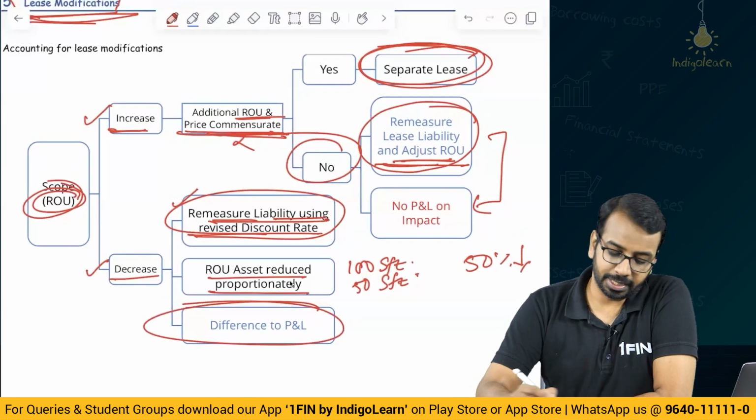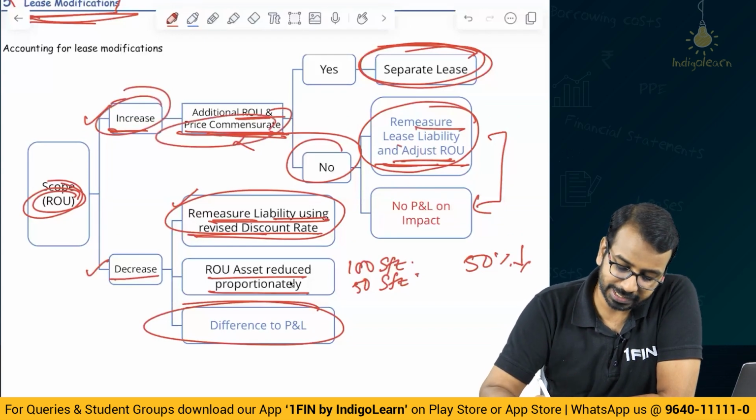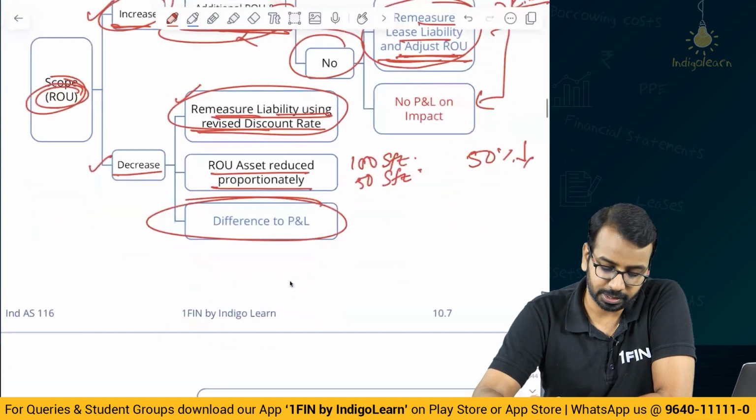Okay. Now, when there is an increase in scope, when the price is not commensurate, where we remeasure the lease liability and adjust the right of use asset, here also you will use the revised discount rate.